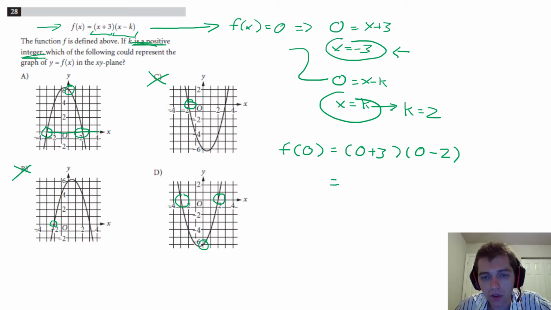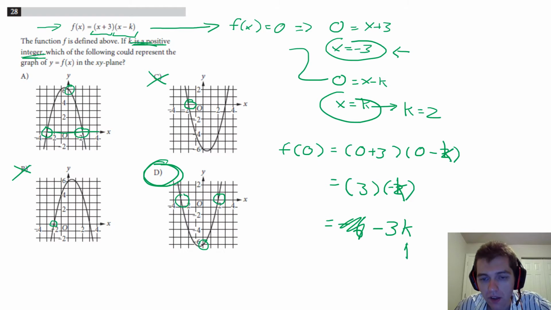So now you're left with f of 0 is equal to 3 times negative 2, which is equal to negative 6. So that means that our y-intercept is negative 6, which tells you that D is the correct solution. When I said earlier that you could leave this as k, let's just say that we left that as k, then all we know about this is that f of 0 is equal to negative 3k. Knowing that k is some positive integer, that would still tell us that the result must be negative. And so whatever parabola we had with a negative y-intercept would be the correct answer. In this case, it's D.